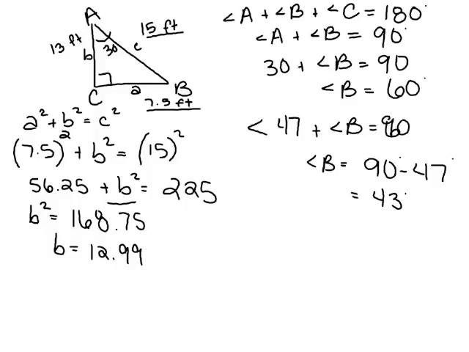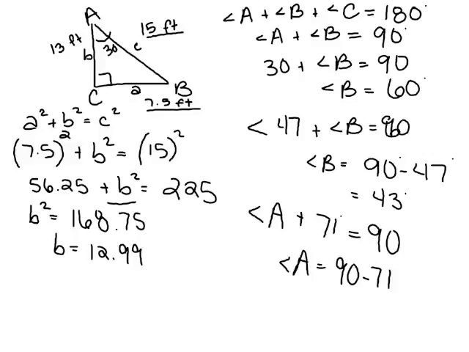Let's do one more. Say I have an angle B measurement of 71 degrees. What does my angle A equal? So angle A equals 90 minus 71 equals 19 degrees. So the three angles always add up to 180. Since C is always a right angle, I know A and B together will always add up to 90.